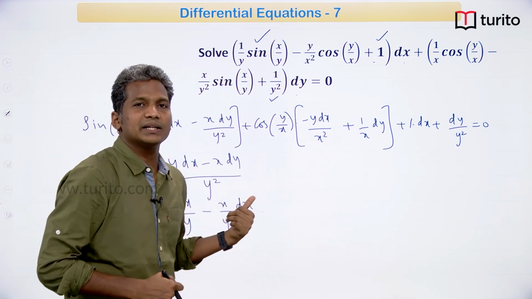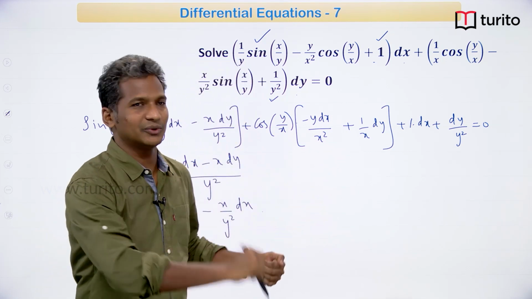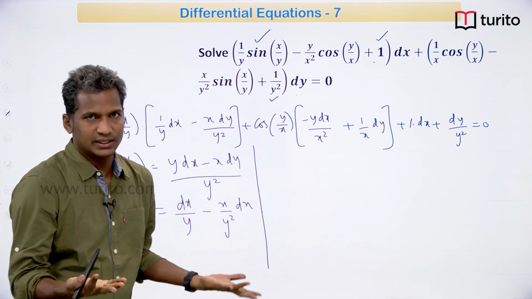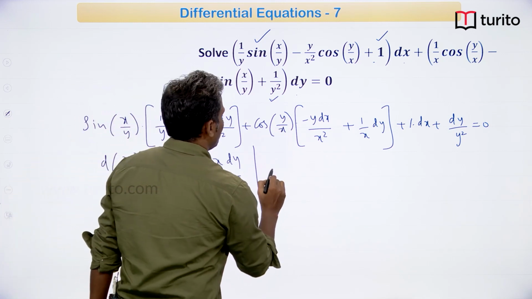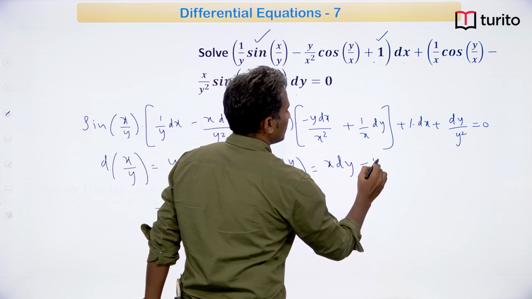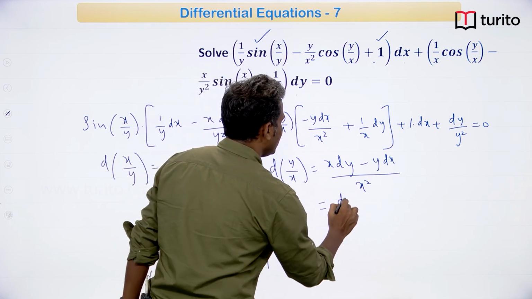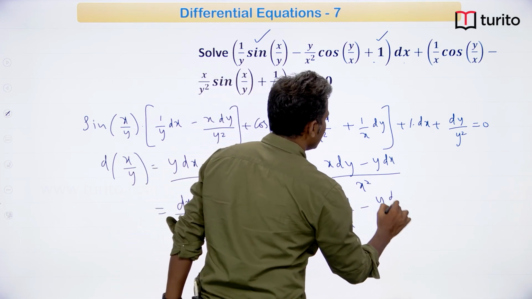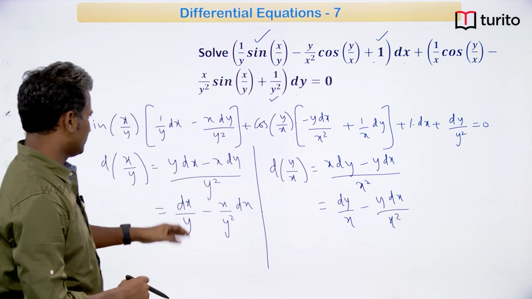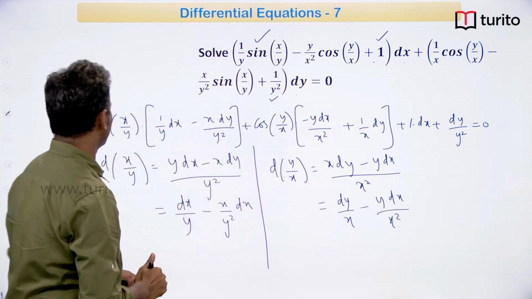Because this has matched, it has given me confidence to try the same idea for the next term also. Suppose this did not match, then we would go for some other trials. So here I will check d of y by x. It becomes x into dy minus y into dx by x square. Again, if I divide, I will get dy by x minus y dx by x square, and this also matched luckily. So hence the problem is solved. Let us complete the process.